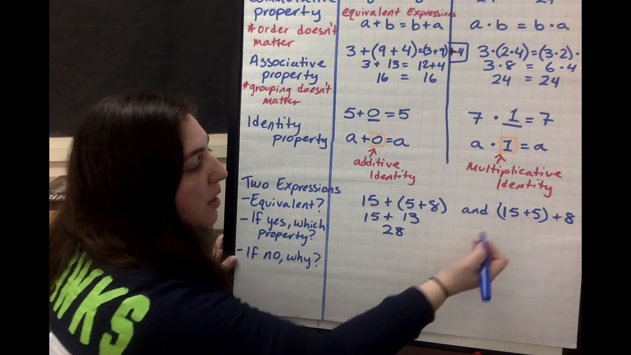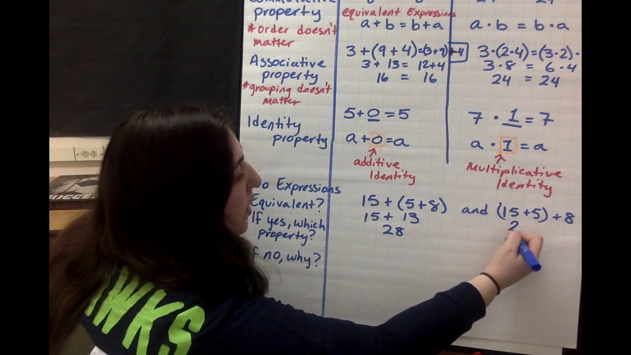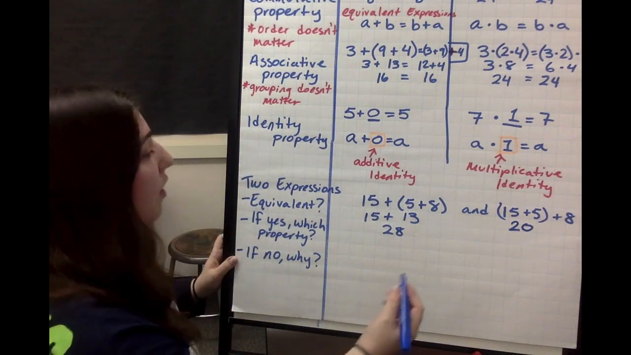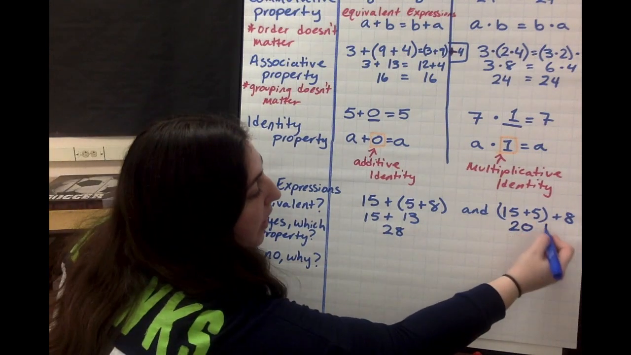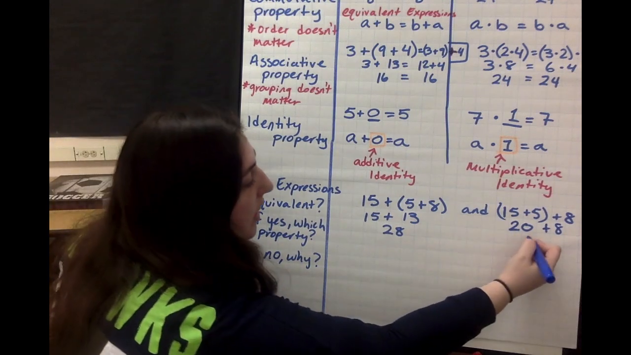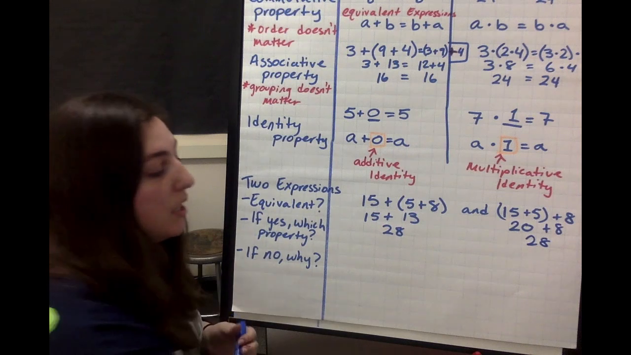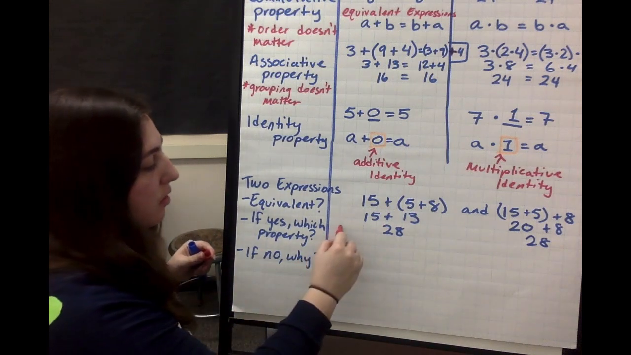I'm going to do the same thing on this side. 15 plus 5 is 20. And then I'm going to add 8. So 20 plus 8, I get 28. So are they equivalent? Yes, they are equivalent.